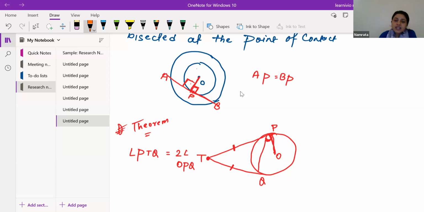Then can we say it's an isosceles triangle? Triangle TPQ is an isosceles triangle, where the opposite angles must be the same. That means this angle will be equal to this angle. Is there confusion regarding this?